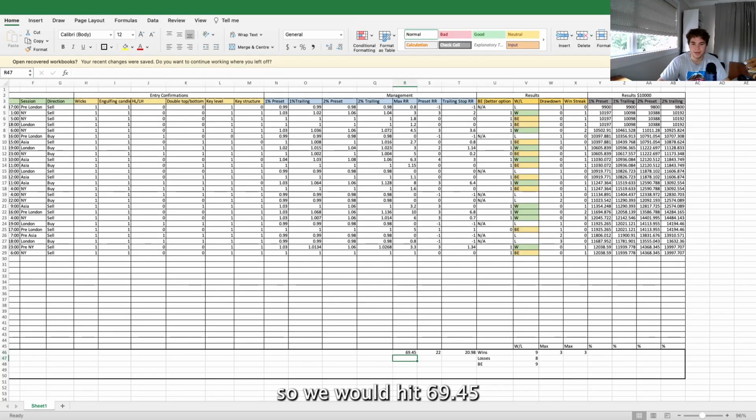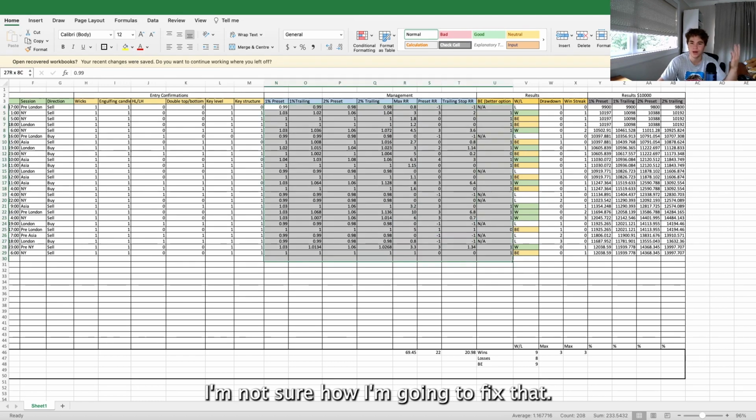We would hit 69.45R. I mean, it's pretty crazy to look at that. Obviously this doesn't have the losses in it, which is a big factor, but there's obviously a major difference between what I'm actually getting versus what I would get if I had the perfect strategy or management technique. So that's just a very interesting thing. I'm not sure how I'm going to fix that.